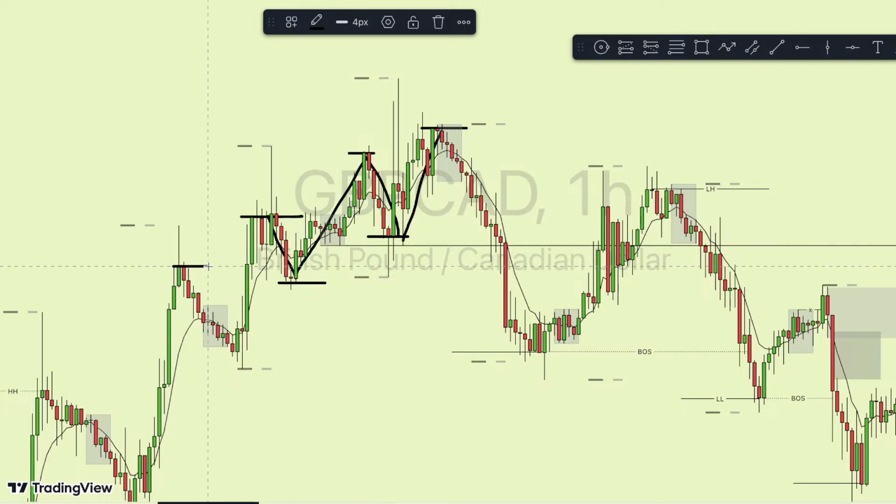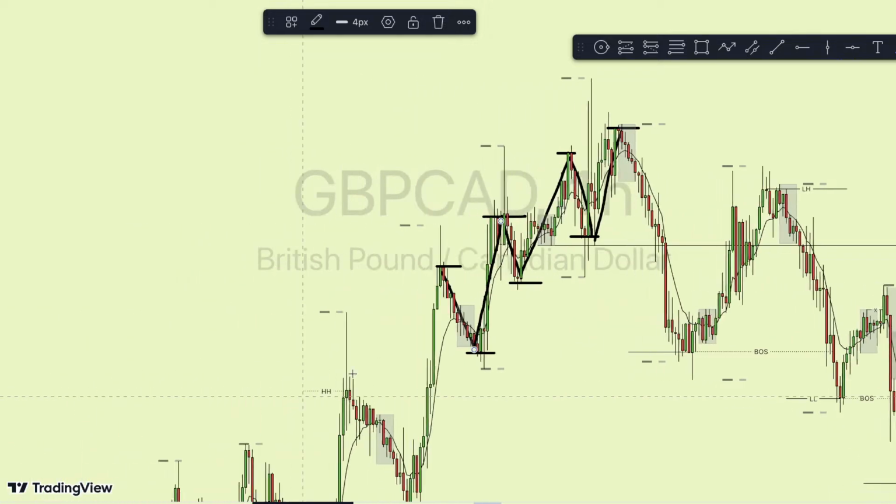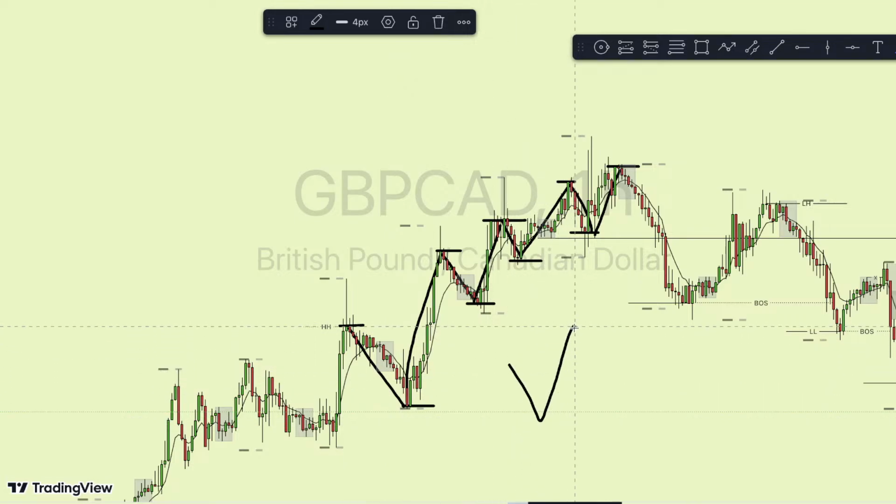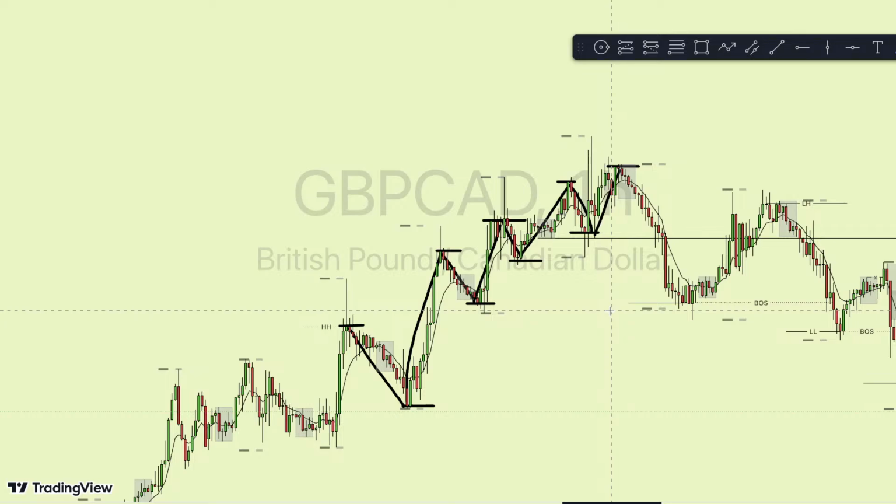This is the high. This is the low. Connect it. Connect these dots. Okay? This is the high. This is the low. Connect these dots. Now connect these dots. And what do you have? Higher high, higher low. Higher high, higher low. Higher high, higher low. Higher high. That is it. Simplified market structure.